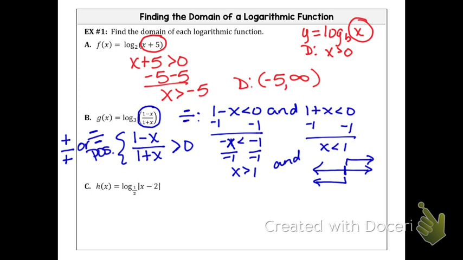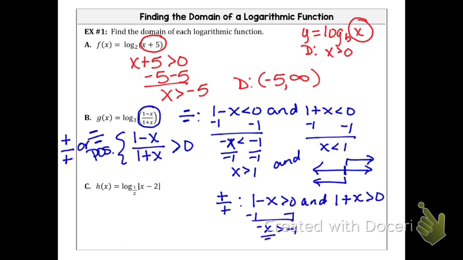So then let's think about the positive over a positive, which means the numerator has to be positive, so it's going to be greater than 0. And the denominator also has to be positive, so it's going to be greater than 0. So I'm going to solve both of these. Oops. Don't forget to change your sign when you divide by a negative. All right, solve this one.